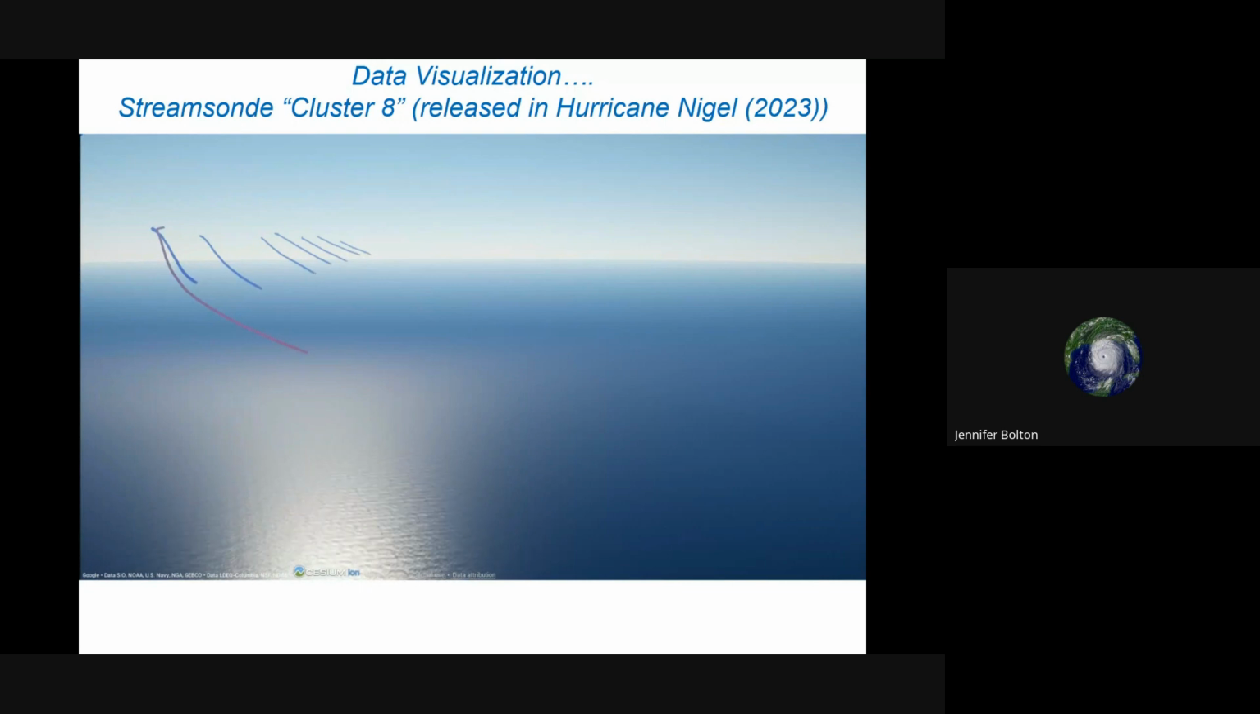These can also measure sea surface temperature in addition to pressure, temperature, humidity, and winds. So that's all I have.